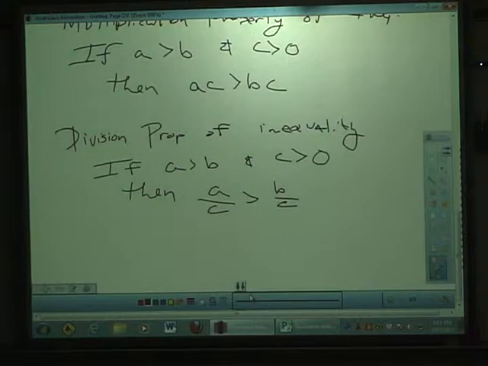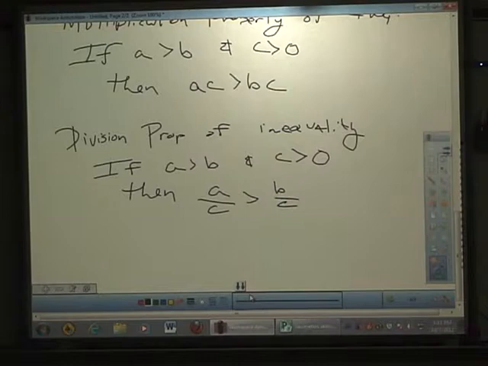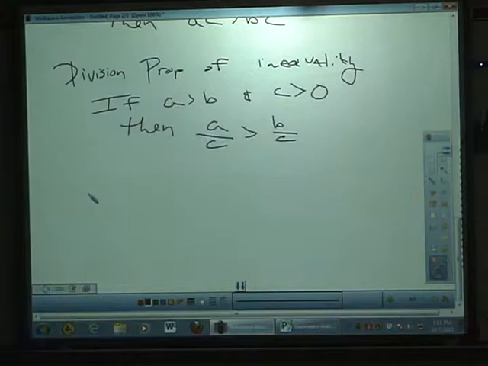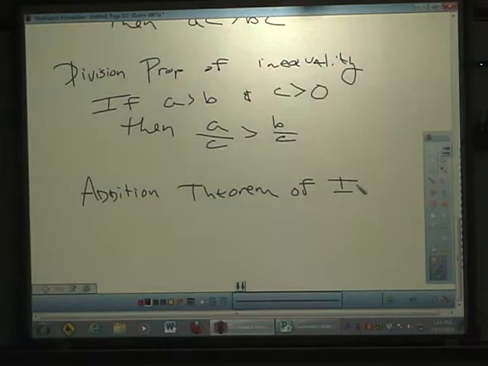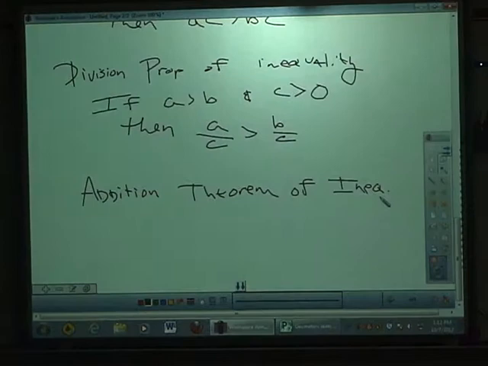The last thing I think we're going to have today is actually a theorem, and you'll be proving this in your assignment. It's called the addition theorem of inequalities. What's different from this as opposed to the property? The property just says if you add the same thing to both sides. The theorem kind of takes that a step further and deals with two inequalities and combines them.